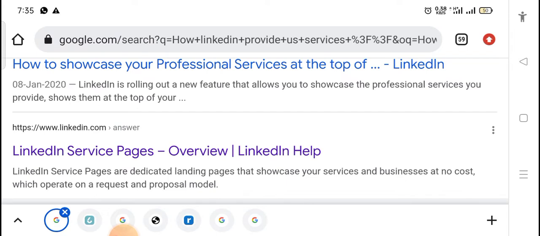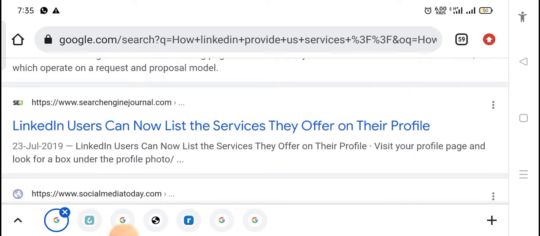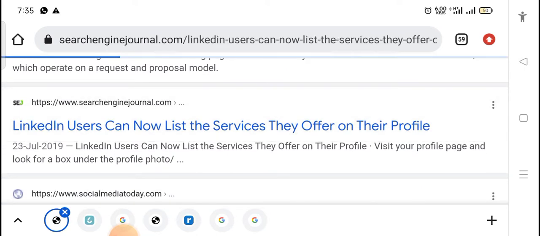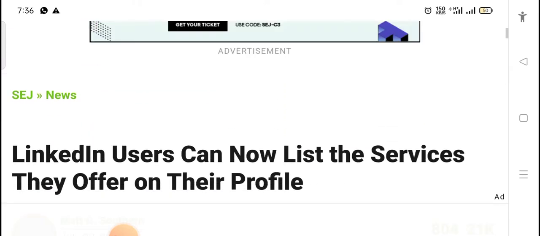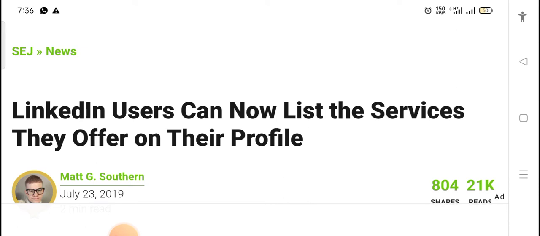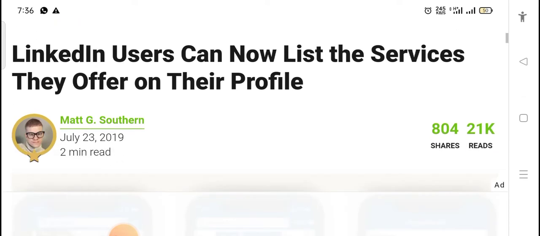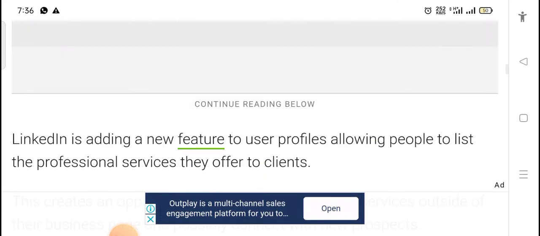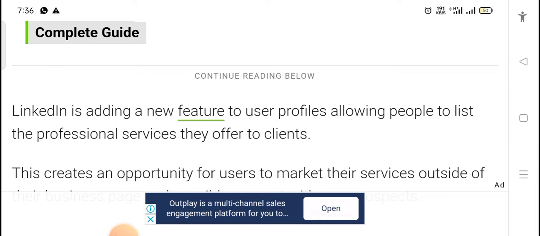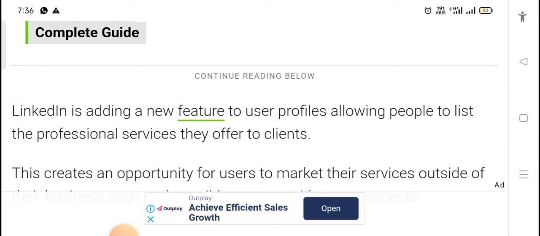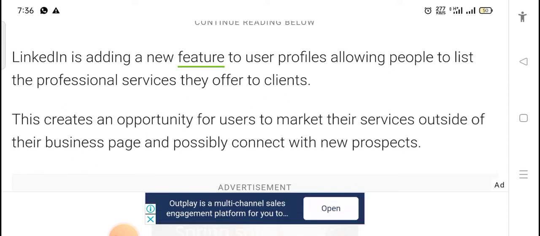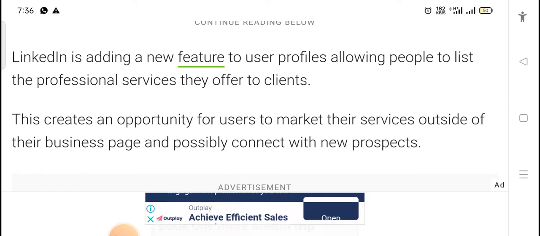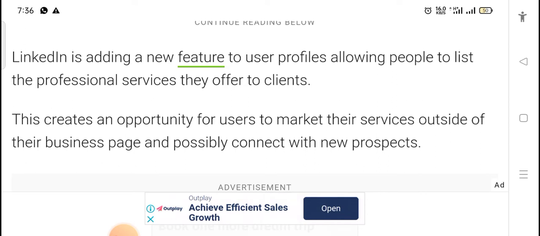LinkedIn services. List the services they offer on their profile. LinkedIn users can now list the services they offer on their profile. LinkedIn is adding a new feature to user profiles, allowing people to list the professional services they offer to clients. This creates an opportunity for their users to market their services outside of their business page and possibly connect with new prospects.